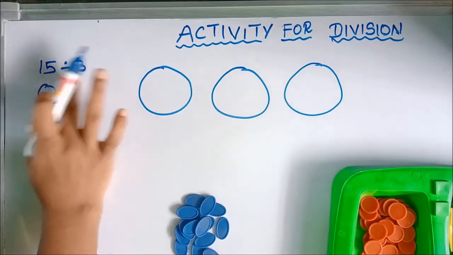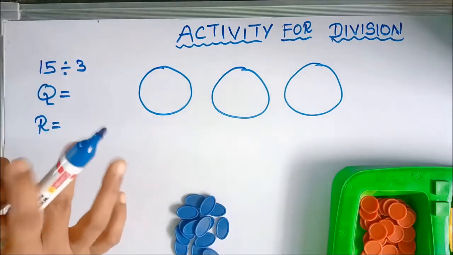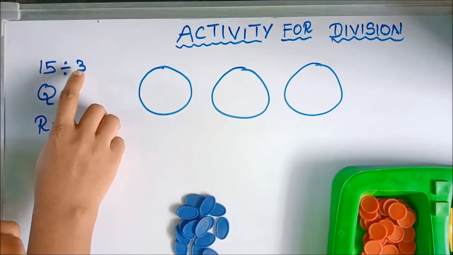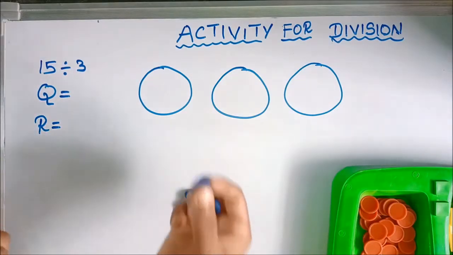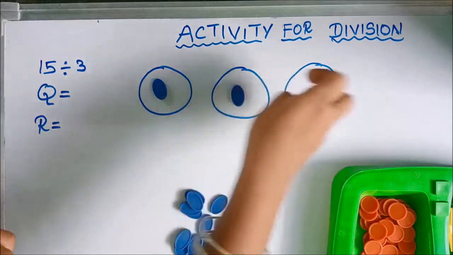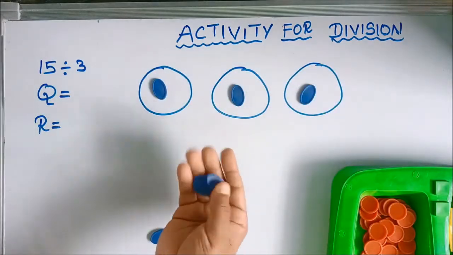So you have to divide the 15 into 3 equal parts. For that you have to take the 3 pieces of this shape. First I am taking 3 and giving 1 to each part. 1, 2, 3. Again you have to take 3.